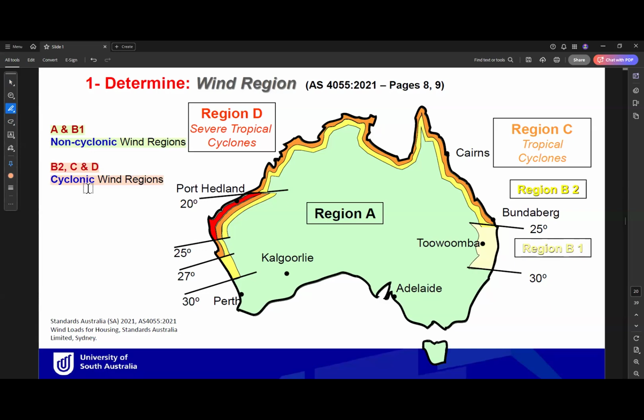Okay, so these are the regions. The first step is that you need to determine the wind region for your building. For example, if you are designing a building here in Adelaide, Adelaide is region A, so it is a non-cyclonic region. If you are designing a building in Port Hedland, Port Hedland is a cyclonic region, so it is region D. Okay, so this is a simplified map.